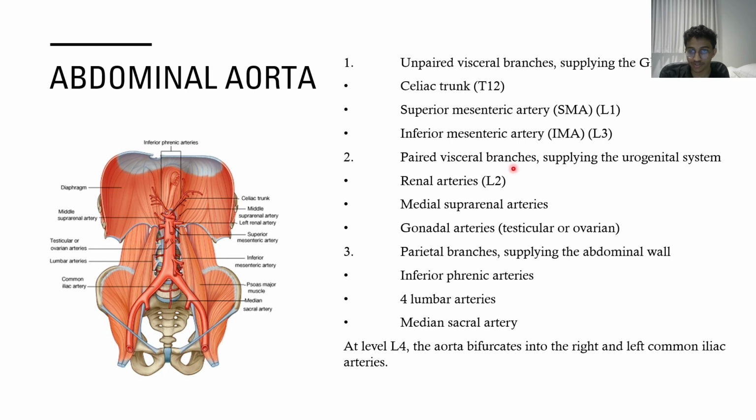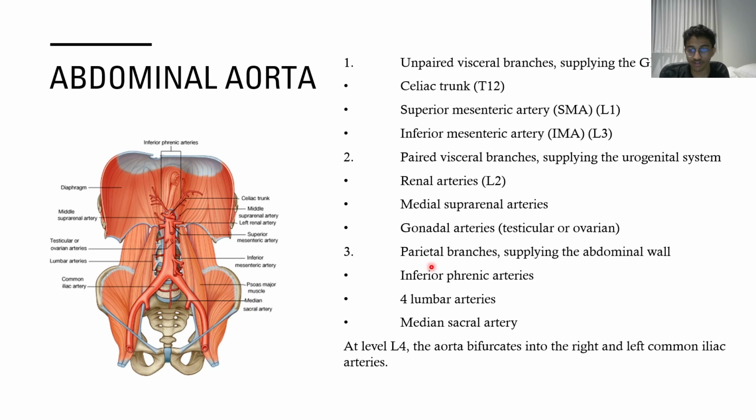Now for paired visceral branches, there's a pair, so there's basically a right and left artery, and it's mainly supplying the urogenital system. So the renal arteries, there's two, right and left renal arteries, and they both branch at level L2. Medial suprarenal arteries, there's right and left medial suprarenal arteries, and the gonadal arteries, which can be testicular or ovarian depending on the gender of the patient.